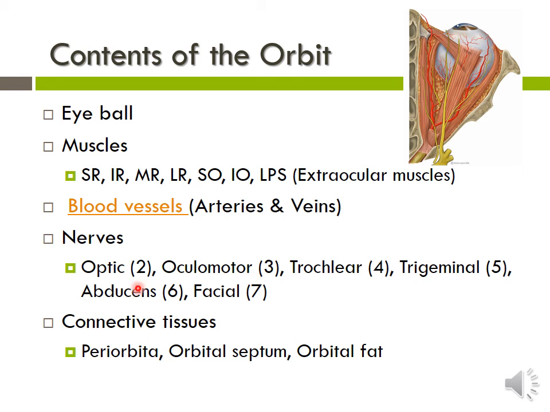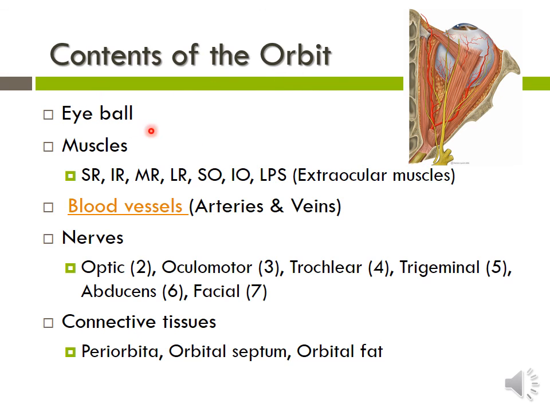After that, connective tissue. Connective tissue is nothing but the tissue that is connecting between the organs or between the structures. Periorbita, orbital septum, and orbital fat. Now you remember at least orbital fat. These 2 things we will learn a little bit more in detail when we take the ocular disease course. So, a final recap.